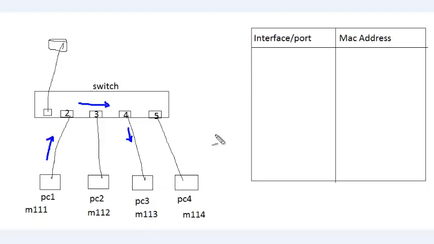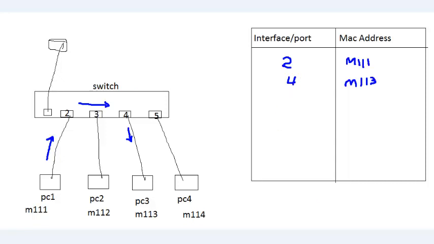So the source is PC1 having the MAC address M11. We write the MAC address M11 connected to port or interface 2. Then PC3 in turn sends an acknowledgement, or we can say sends a message or a frame, to respond back. Therefore, PC3 becomes the source, having the MAC address M133, connected to port 4.